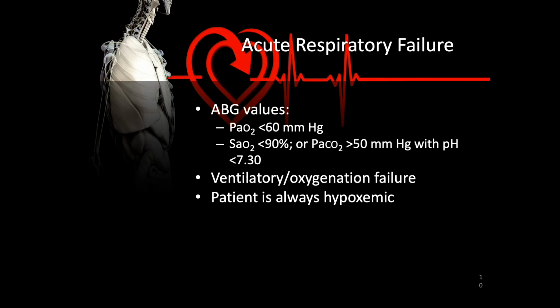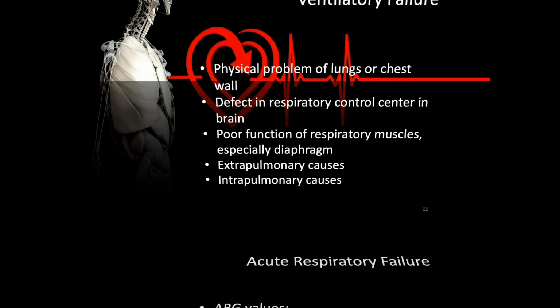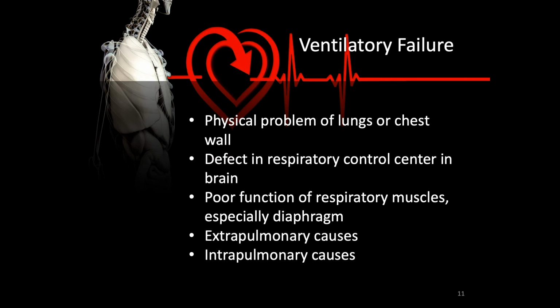Respiratory failure is a gas exchange issue where you have persistent hypoxemia, that is a PaO2 of less than 60, saturations less than 90, and PaCO2 greater than 50 with pH in the acidotic range. There are different mechanisms that can lead to respiratory failure, and one of them is called ventilatory failure. This is a physical problem of the lungs or the chest wall, or a defect in a respiratory control center in the brain. This results, either way, in a poor function of the respiratory muscles, especially the diaphragm.